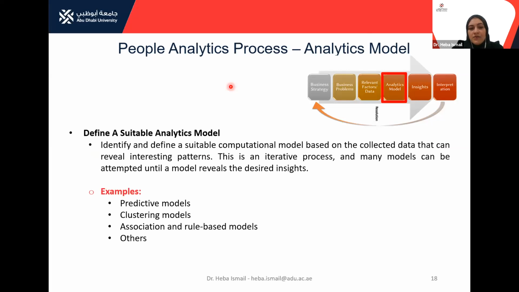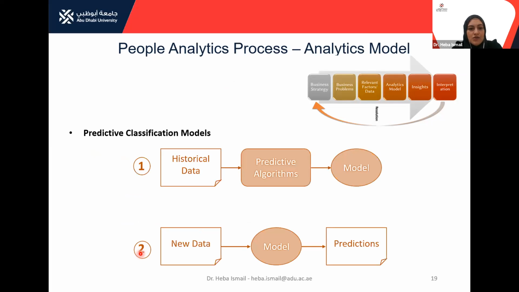Talking about analytical models, what are the most commonly used models for people analytics? We have different classes of analytical models. We can classify them into predictive models, clustering models, association and rule-based models, and many other models. Let's have a look at each one of these and understand what we mean by them and how they can really help us in getting some interesting insights concerning people analytics. Starting with the most commonly used one, the predictive classification models.